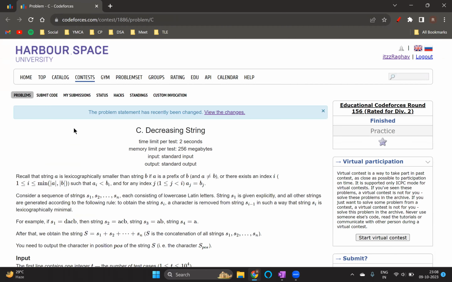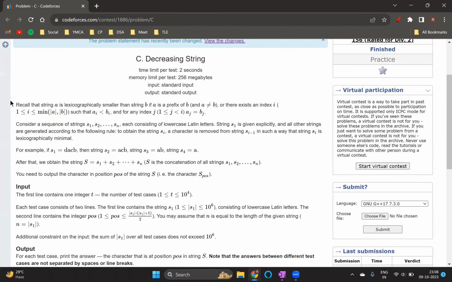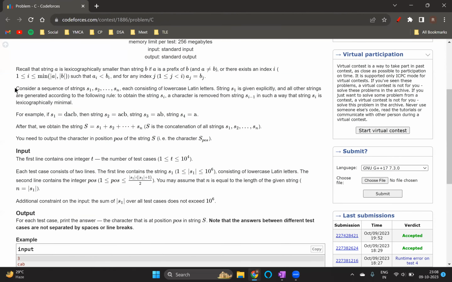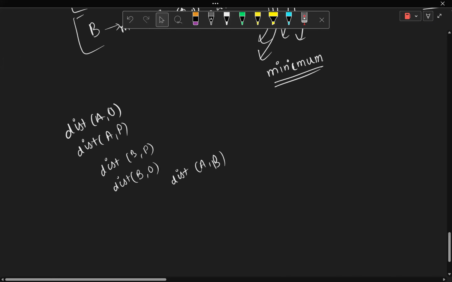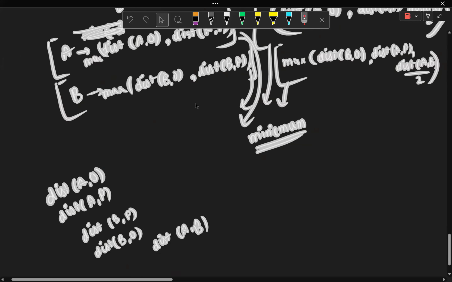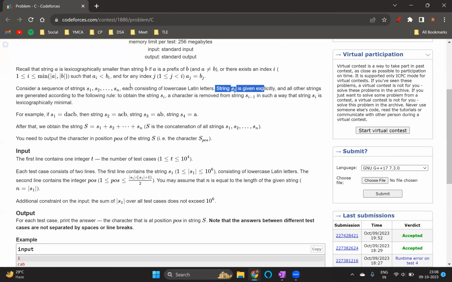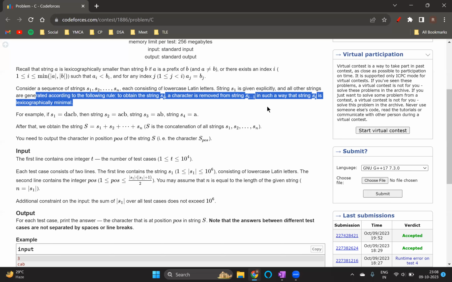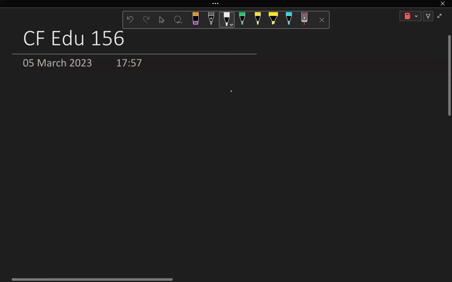Let's move on to the third problem. The third problem says that you will be given a sequence S1, S2, up to Sn. Let me show you. You will be given S1 and you can generate S2 to Sn on your own. It would be like this: let's say S1 is BACD, S2 will be the string which can be generated by deleting exactly one element from S1.